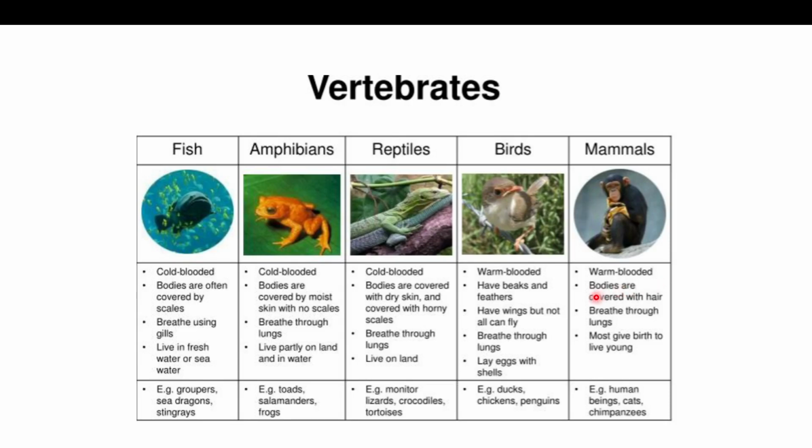So mammals are warm-blooded. Bodies are covered with hair. They breathe through lungs, and mostly, not all of them, but most of them give birth to young ones. Humans, cats, chimpanzees, dogs, etc.